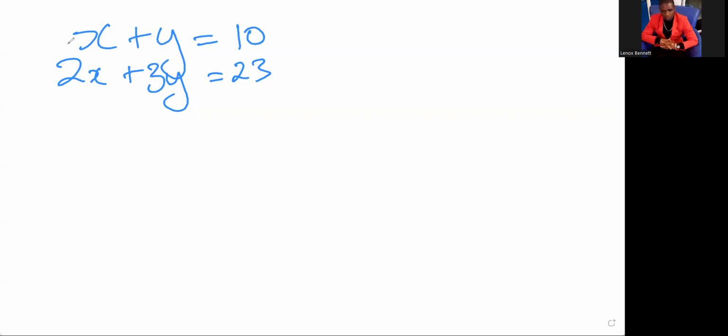So we could take on the x this time. No, it doesn't matter. We could take on the y. So we're going to multiply this by 3 and this by 1, because that's a 1y, right?